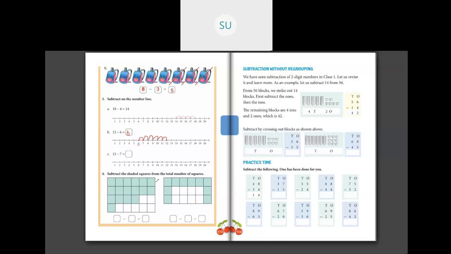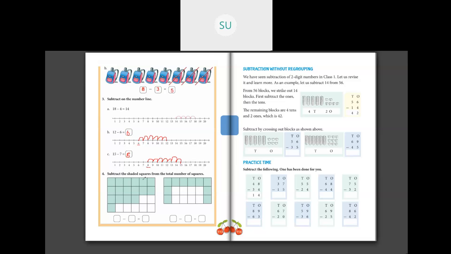Then, 15 minus 7. So, we start with 15 on the number line. 15 is here. So, we'll count 7 steps backwards. So, this is 1, 2, 3, 4, 5, 6, 7. So we counted 7 steps backwards. Let's count once again. 1, 2, 3, 4, 5, 6, 7. So what's the number here now? 8. So 15 minus 7 is equal to 8.